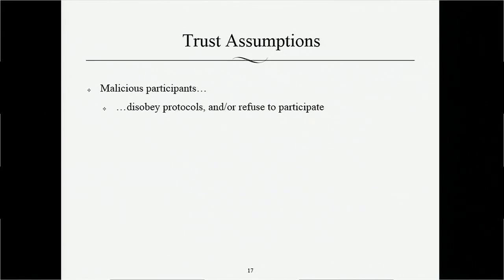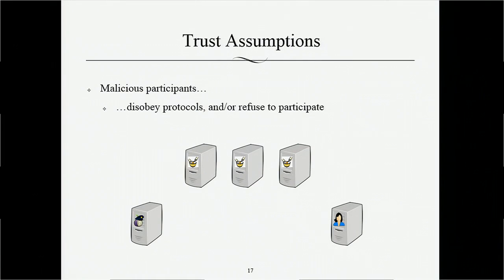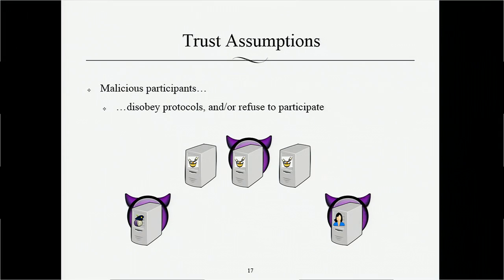So, trust assumptions. Obviously, all these participants could be malicious. They could disobey protocols, submit false responses, or even refuse to participate. So here are the three participants: the mixers, the relays, and the analyst. The mixers can be malicious, the relays can be malicious, one of the three mixers can be malicious, and the analyst can be malicious.